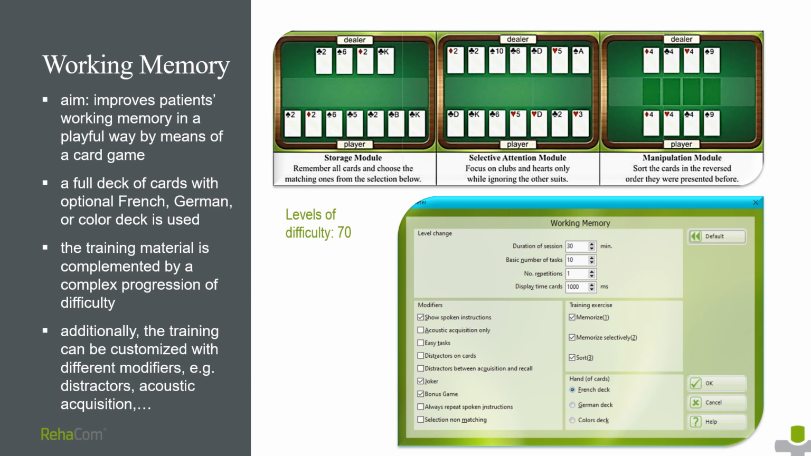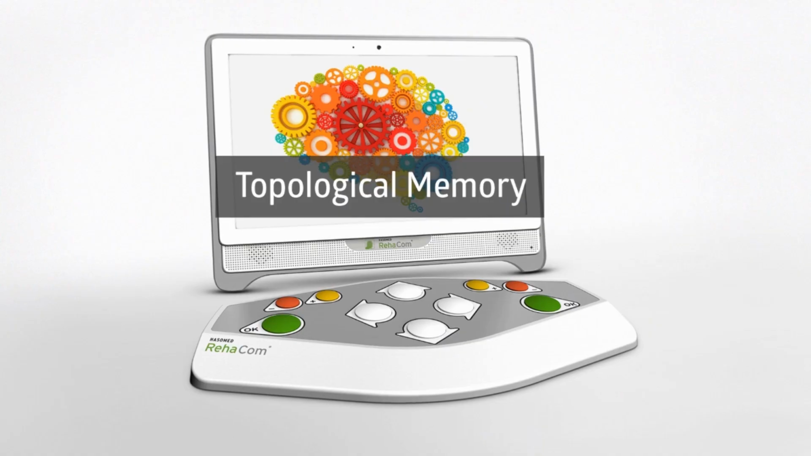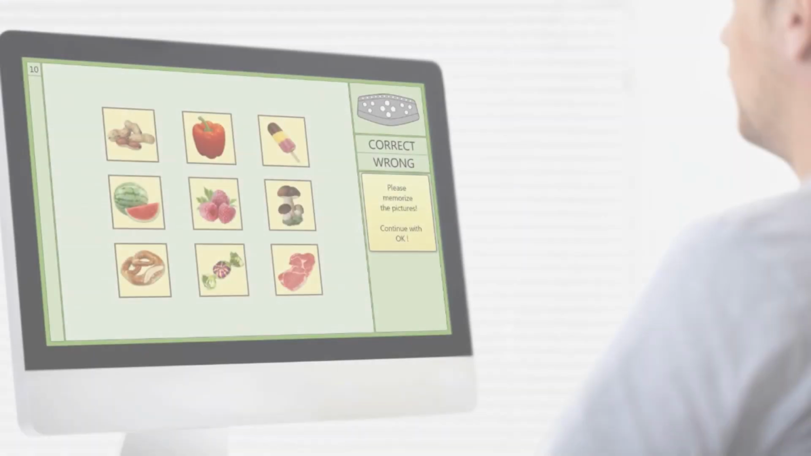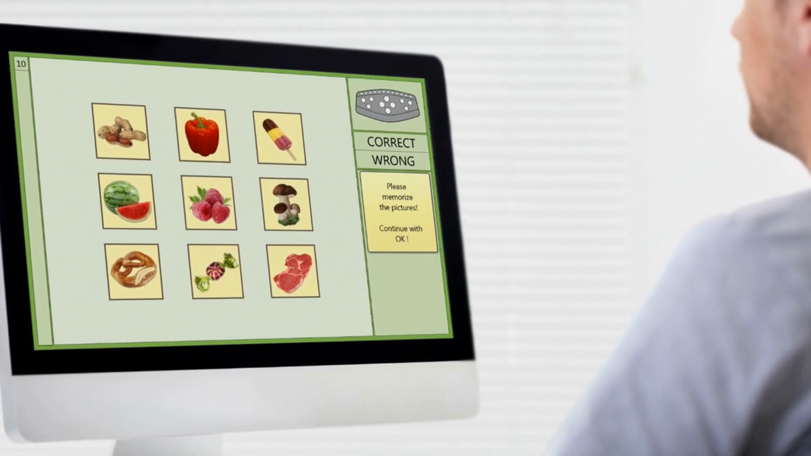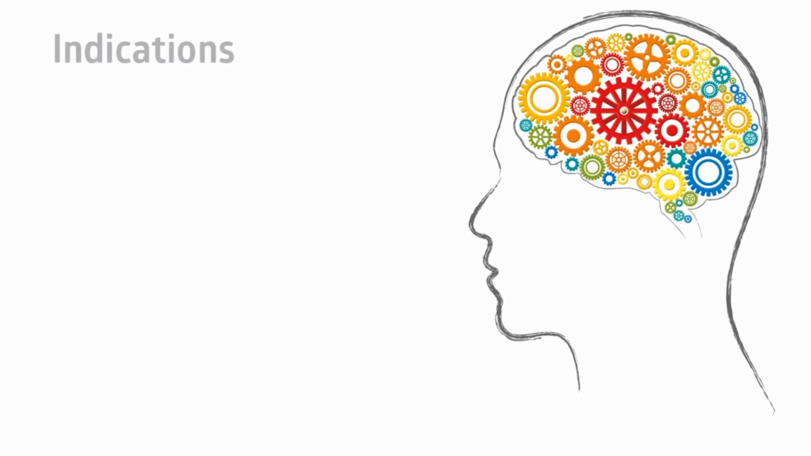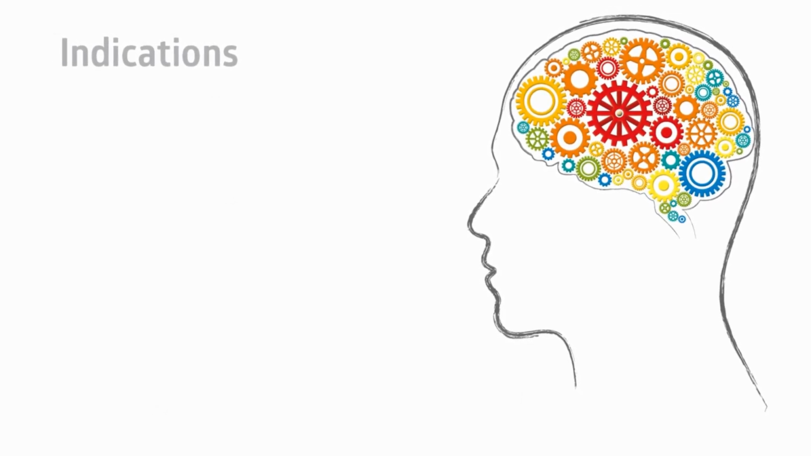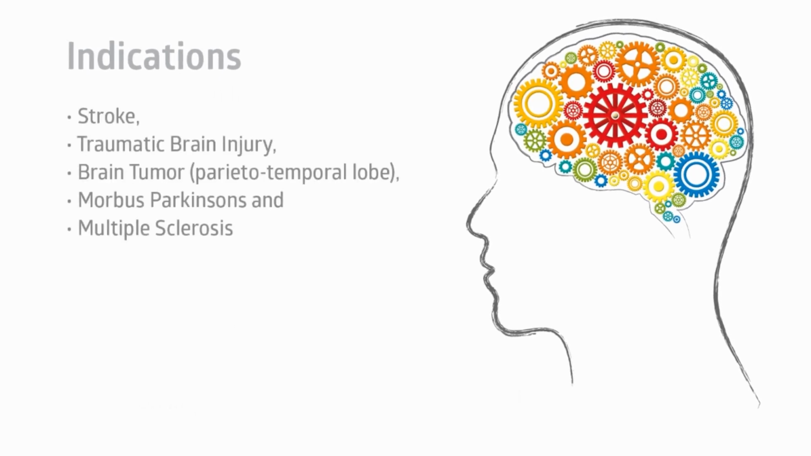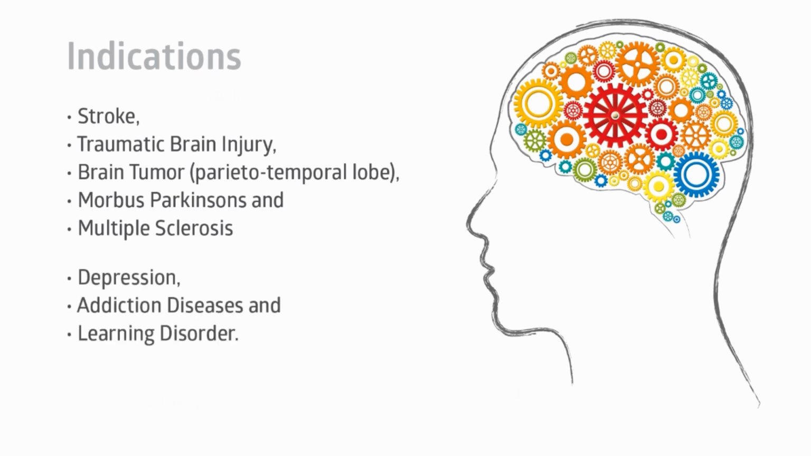Next, I will show you the module Topological Memory in a short video. The RehaCom module Topological Memory trains short-term memory and recall. The training with this module is indicated for patients with memory impairments after neurological diseases, such as stroke, traumatic brain injury, brain tumour, morbus Parkinson's, and multiple sclerosis, as well as for patients with psychiatric, gerontopsychiatric and other diseases, such as depression, addiction diseases, and learning disorders.